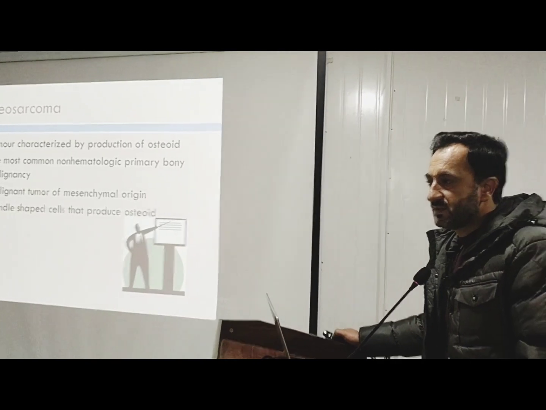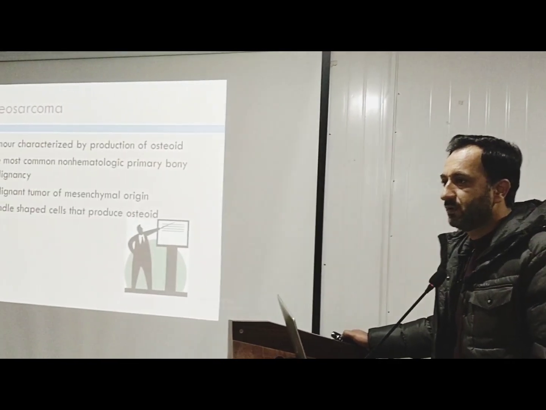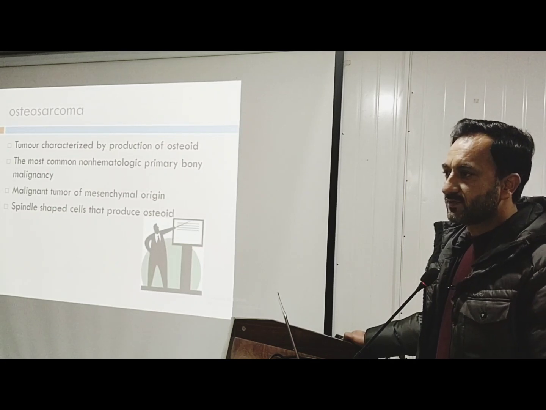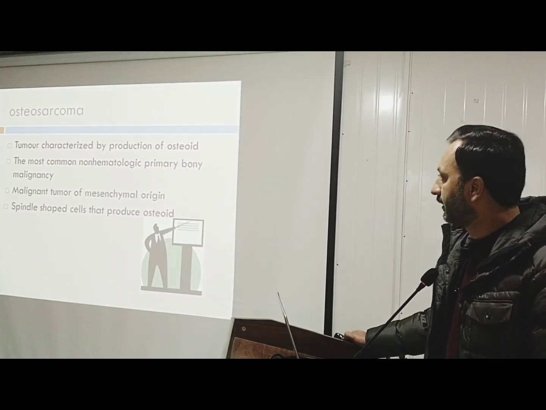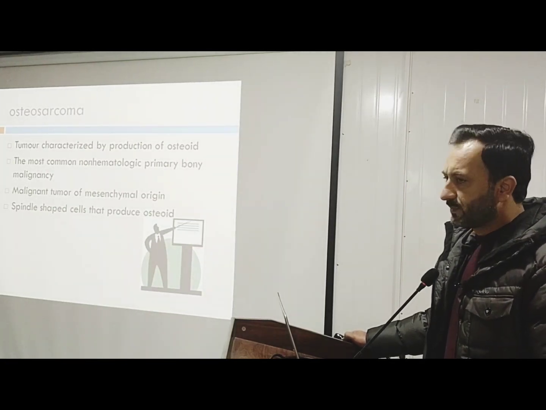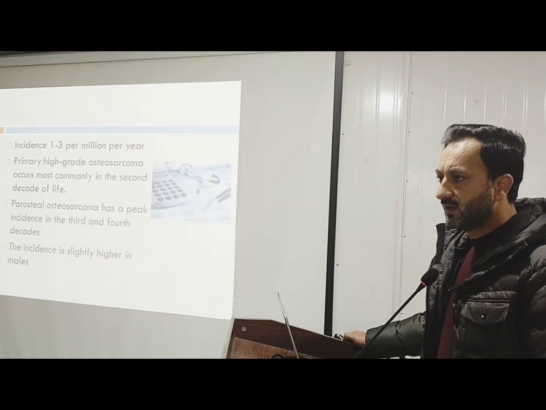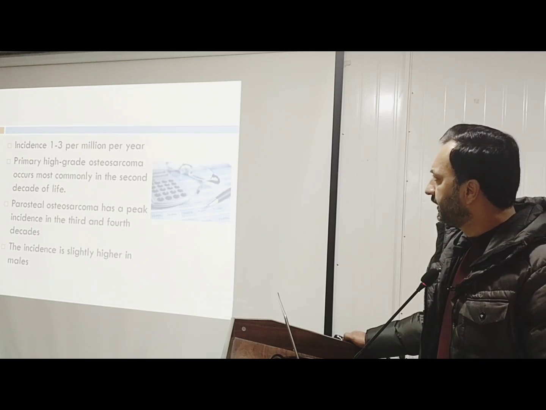There is a difference between sarcoma and cancer. Cancers usually arise from the epithelial cells, and sarcomas arise from the mesenchymal cells. And osteoid is produced by the spindle shapes. The incidence is 1 to 3 per million per year.